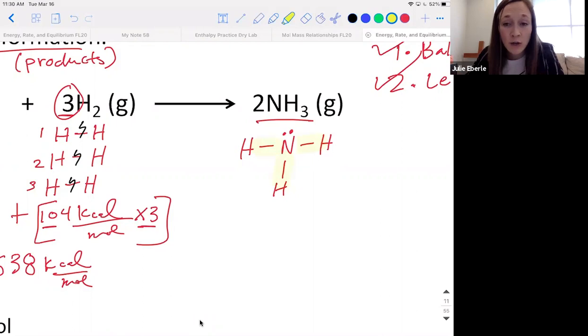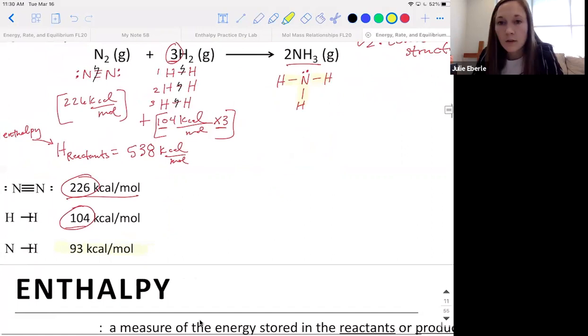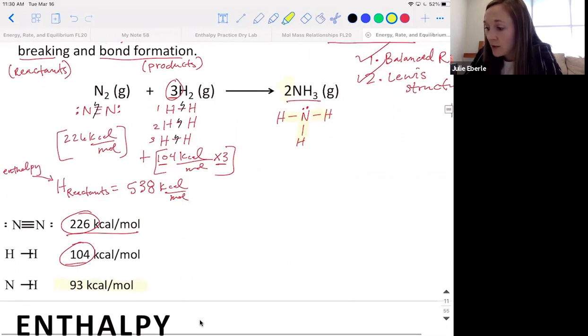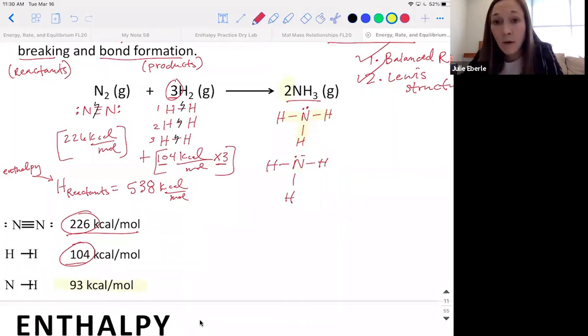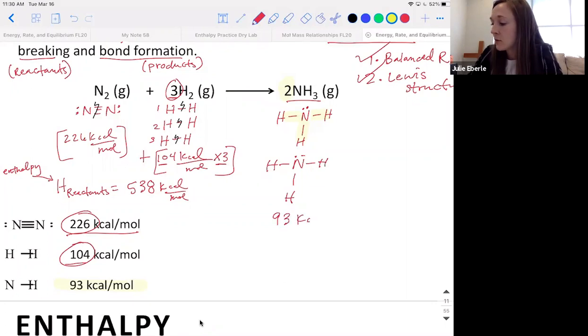When I form each one of those, each one is going to release 93 kcal per mole, okay? But my coefficient says I have 2 of these molecules. You don't have to draw them all out, but I like to do this initially just to show everybody how many bonds you're actually forming. We've got 3 more in this molecule too, so we've got 6 total that we're forming. Each one is going to release 93 kcal. So total, how much energy are we going to release? What you need to do is 93 kcal per mole times 6. If anybody's confused on how I got the 6, please let me know.